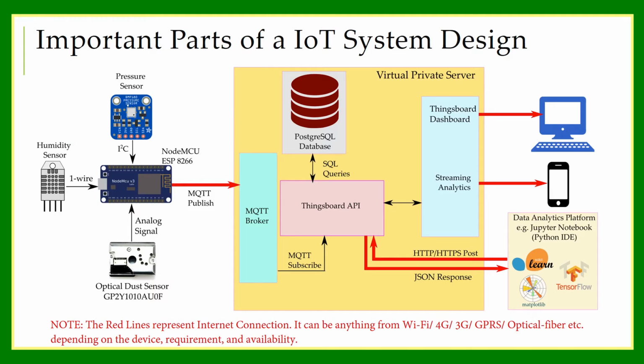Here is a schematic of an IoT system. On the left side, you can see some sensors connected to the microcontroller. In the middle, you can see the IoT server. On the right side, you can see the end user devices which use the information from the IoT device to do some useful things, in this case, predict the weather.